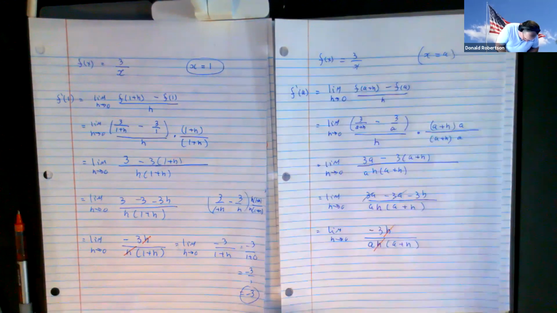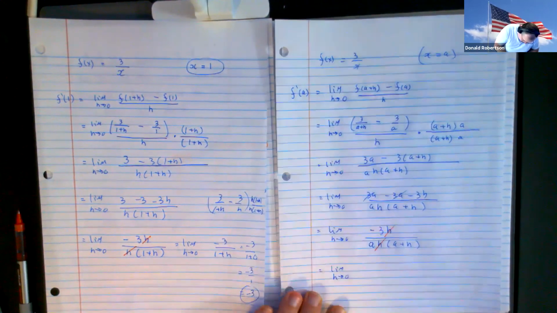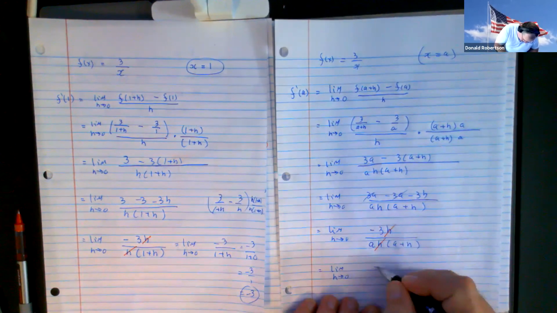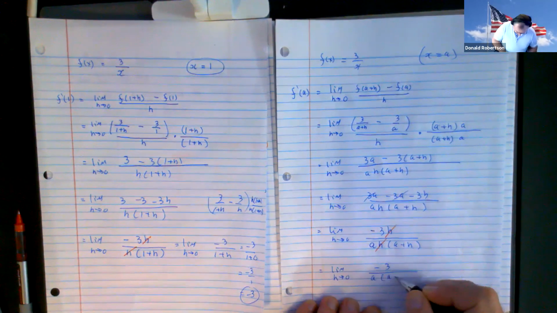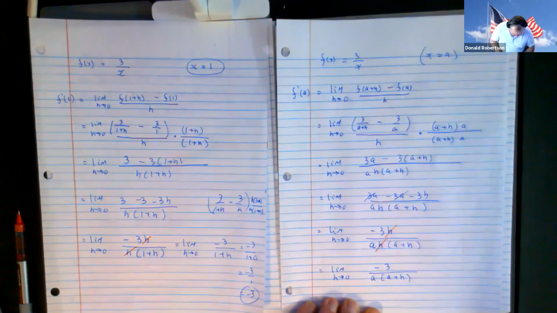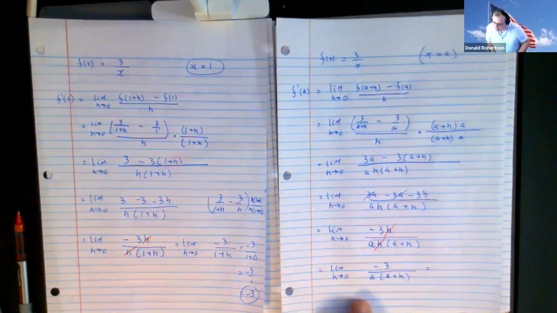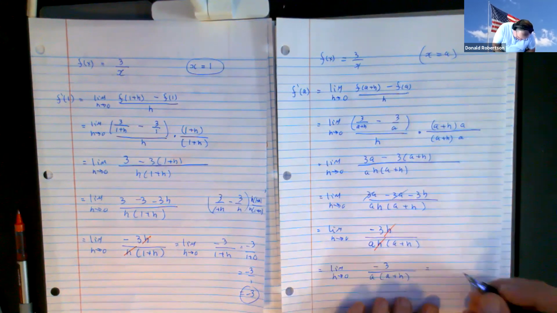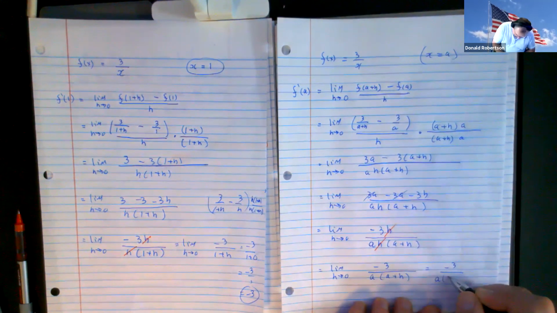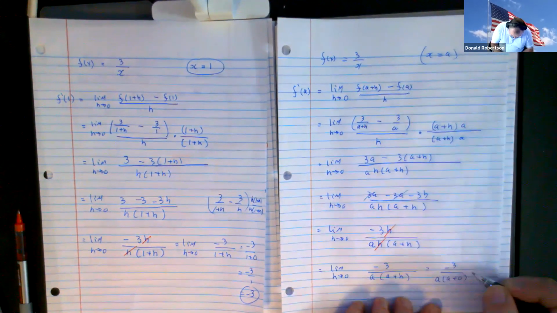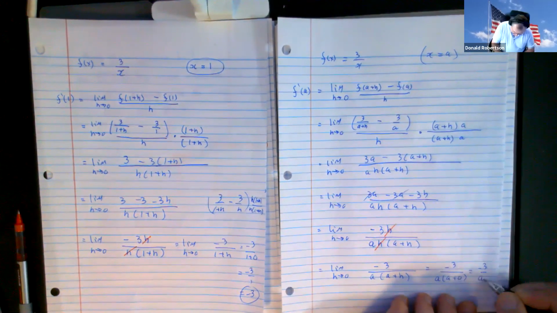So that means I have the limit as h tends to 0 of negative 3 over a times a plus h. And if you're worried about the h, it's not a problem, because can't I just replace it by 0 and let's see what we get? Negative 3 over a times a plus nothing. Well, isn't that just a? So would you get negative 3 over a squared?